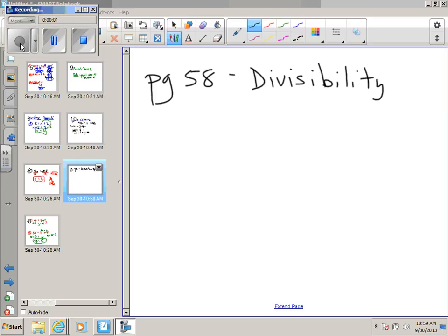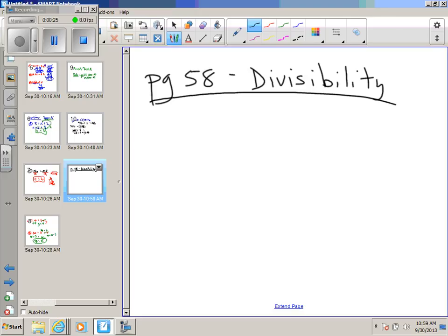Page 58, divisibility. What we're going to work on today is we're going to take a number and run that number through a bunch of divisibility tests. There are different rules that go with each of the numbers, which we'll be able to make a quick determination on what the divisibility works out to be.